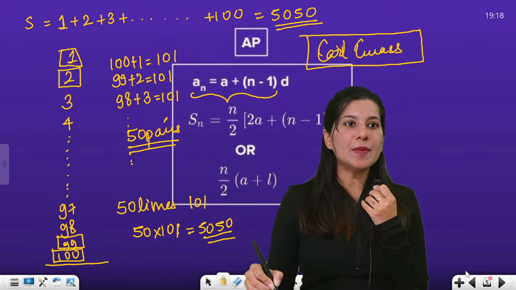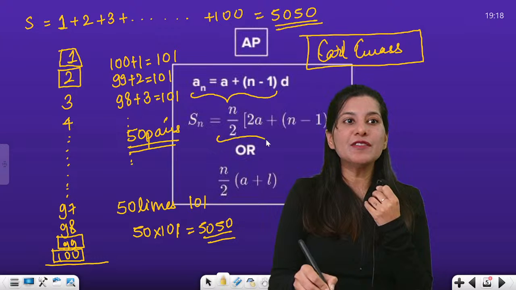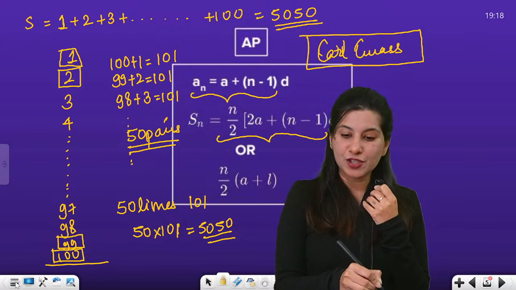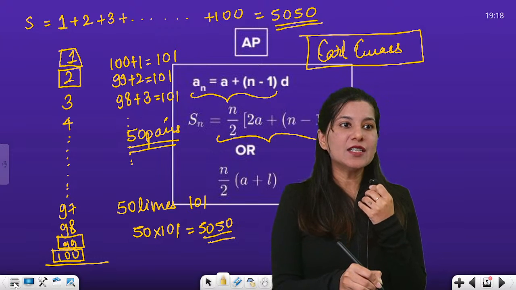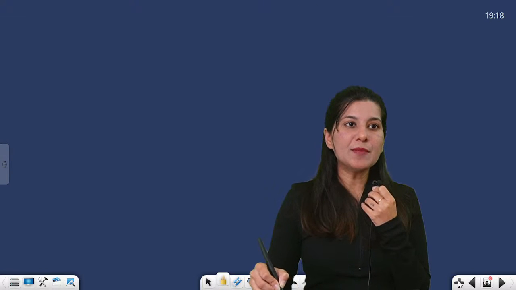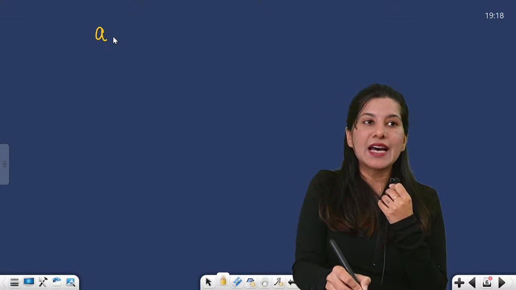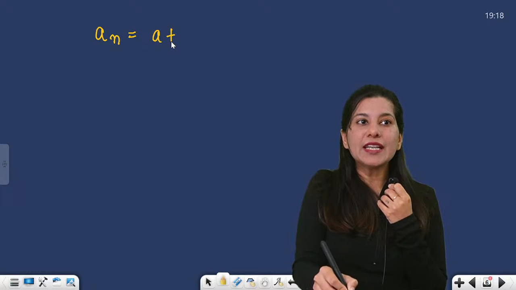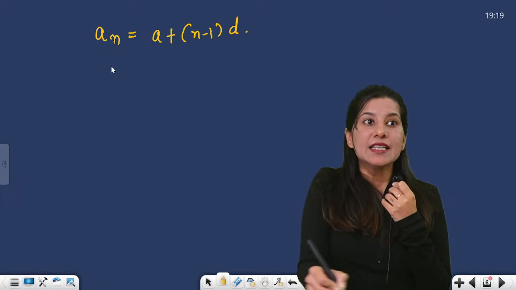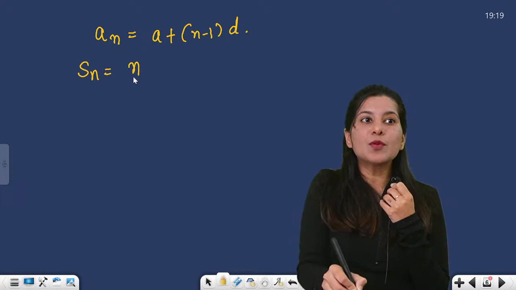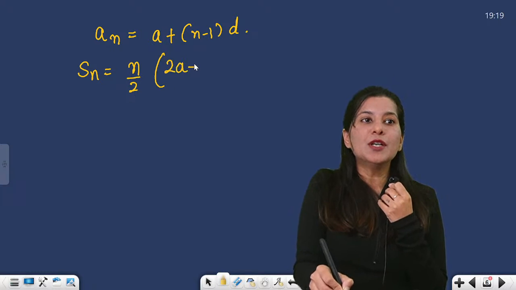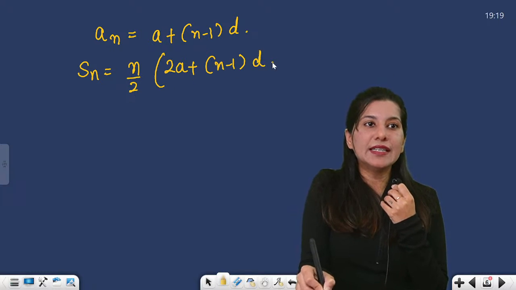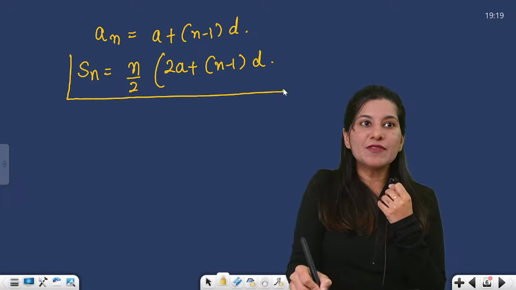Alright, so let us talk about the sum of n terms of an arithmetic progression. We know that the general term is a plus n minus 1 d. The sum of n terms of an arithmetic progression will be n by 2 times 2a plus n minus 1 d, right? So this is your sum of n terms.